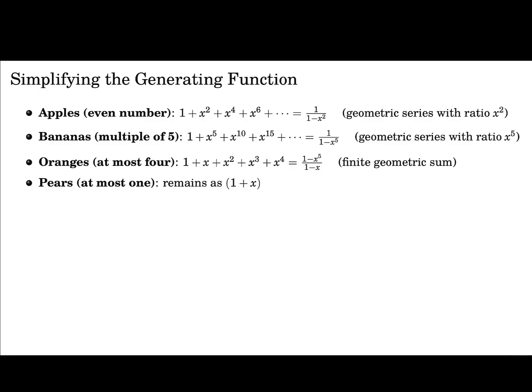The bananas, which were multiples of 5, again, it's going to be a geometric series with ratio x to the 5, so if you replace it in the formula from the previous slide, this infinite power series is just this expression here. Oranges at most 4 is going to be a finite geometric sum, so you can write it in this way, and the pears you can just leave it in this way. And again, what we're interested in is multiplying all of these.